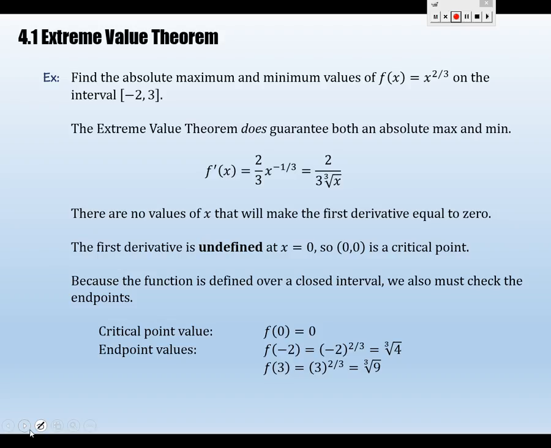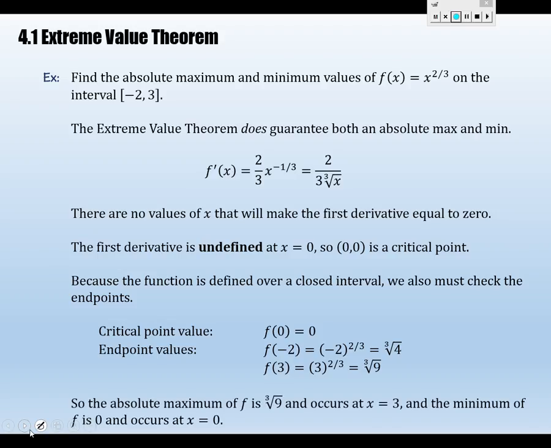So I think we're ready to make our conclusion. What's the maximum and minimum value of this function on this interval? Yeah, cube root of 9 is the biggest it'll ever be, and 0 is the smallest it'll ever be, and we can even say where those things occur.